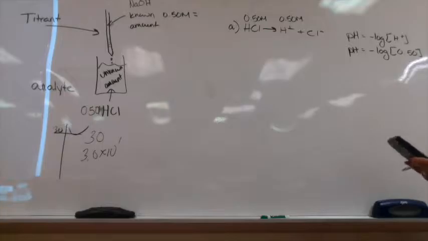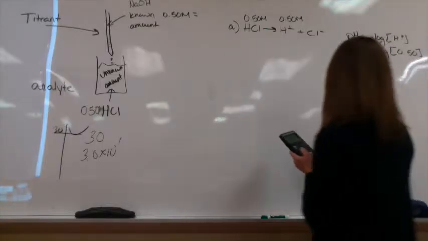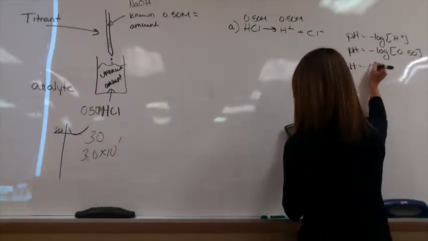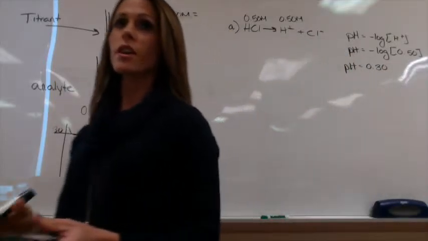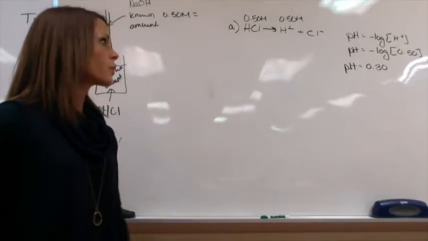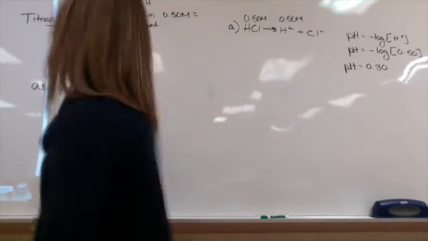Two decimals. So negative log of 0.50 is going to be a pH of 0.30. And that should make sense because it's a strong acid, so we have a really low pH. Part B.